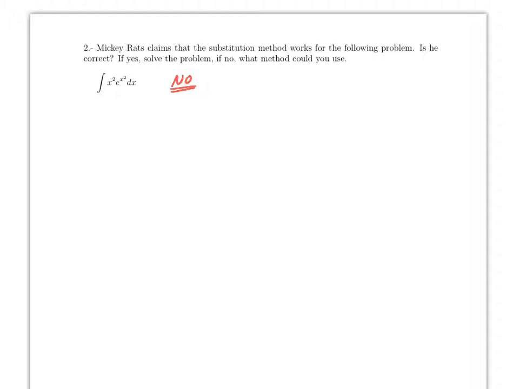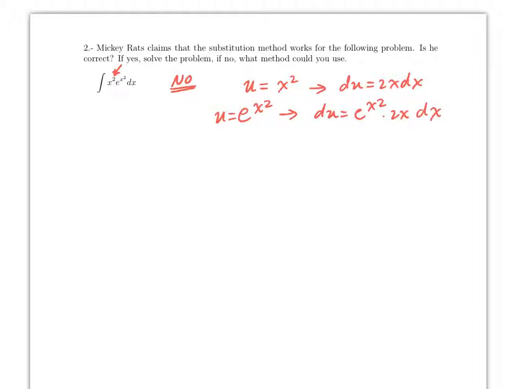He's actually completely wrong. And the reason why substitution doesn't work, the only two choices you have is to say u is equal to x squared. That will give you du is 2x dx. That will not take care of that, so that won't work. The other choice could be this, but the derivative of this one is e to the x squared times 2x, which again is not what you have in here, so therefore it's not going to work.